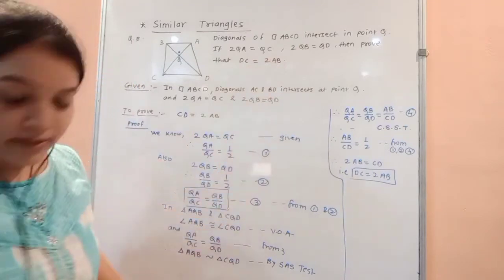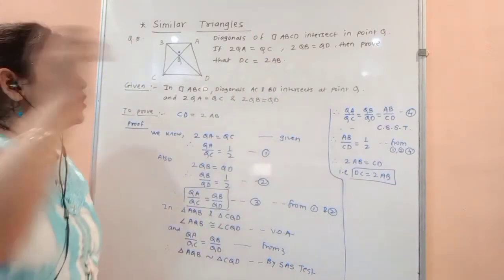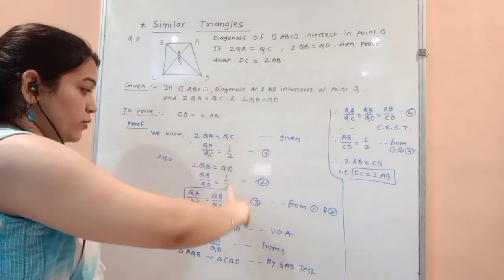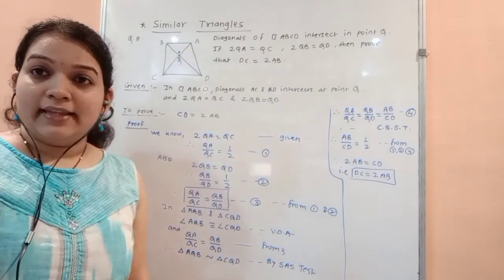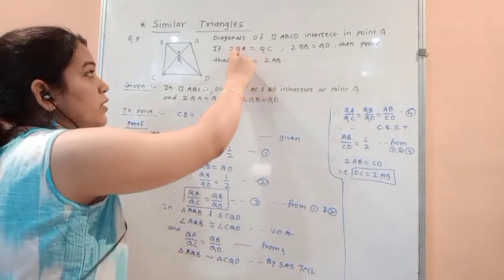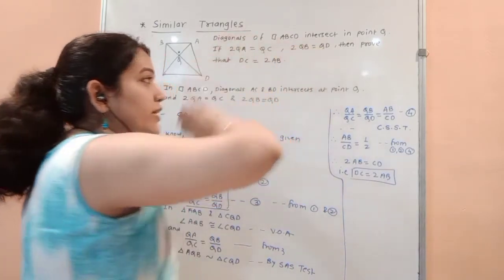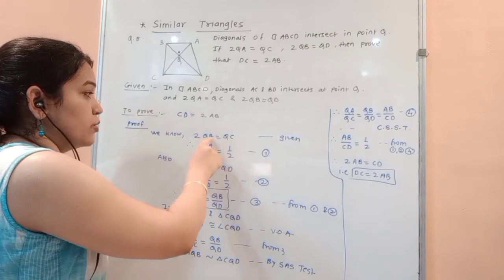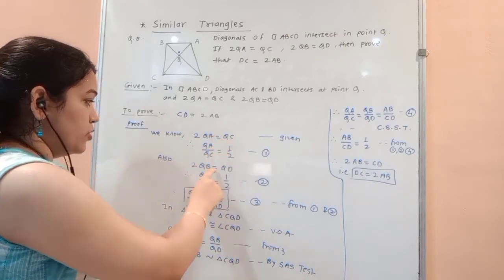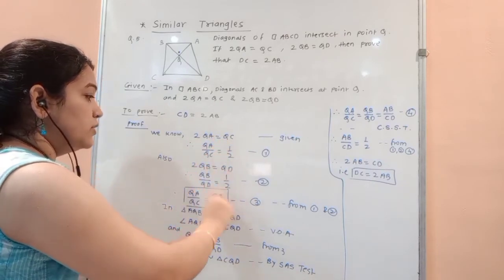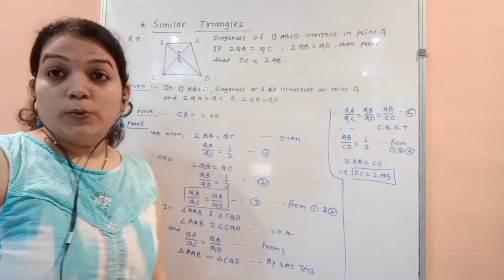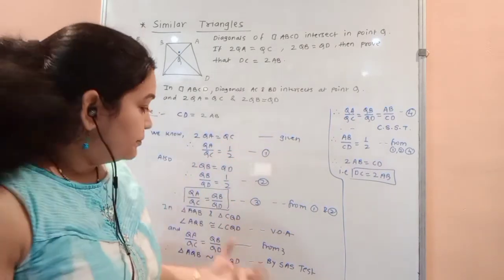So see the proof once again. You have to focus on these two triangles in which you have to prove that the sides ratio are the same. How to prove? By using this given data. What is given? 2QA is equal to QC. So take the ratio, QA upon QC is equal to 1 upon 2. QB upon QD is equal to 1 upon 2. Therefore I can say QA upon QC is equal to QB upon QD, yes or no?